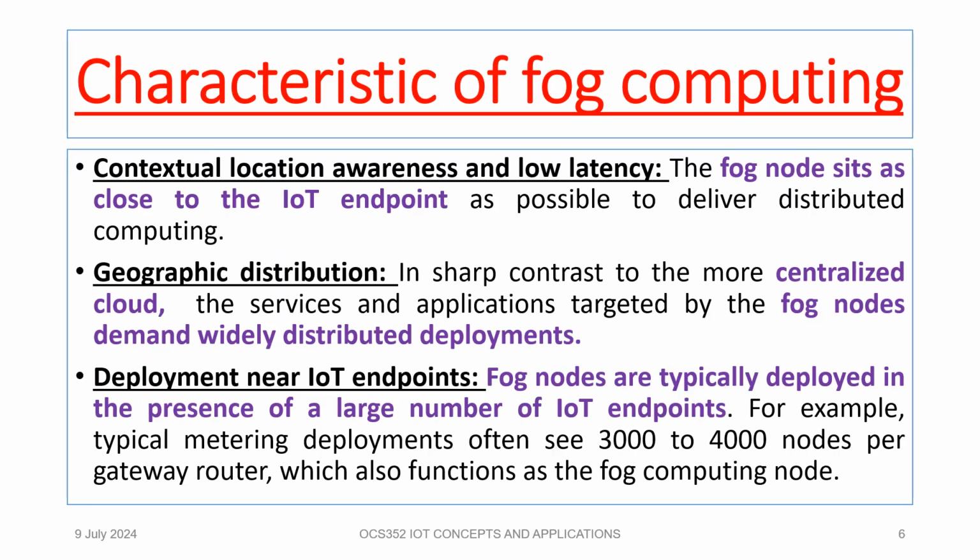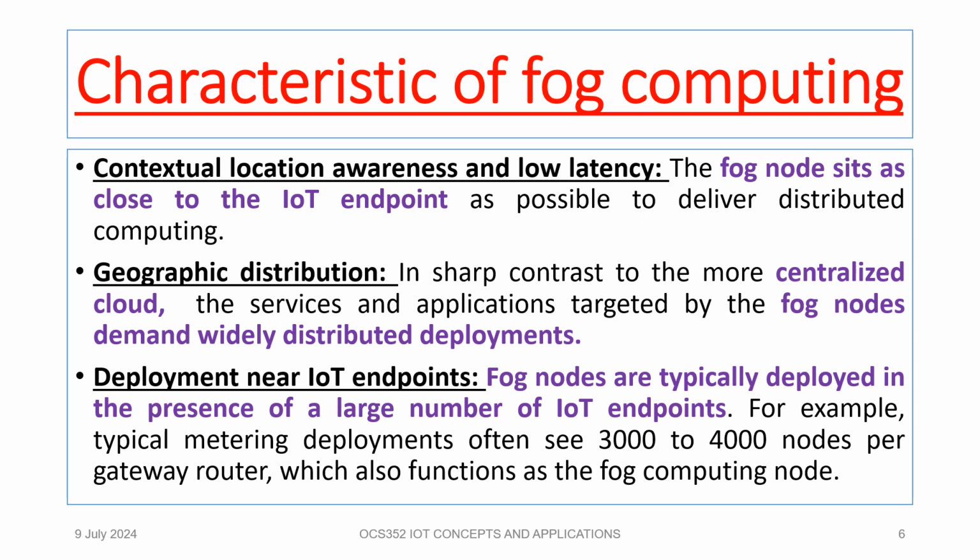Characteristics of fog computing: contextual location awareness and low latency. The fog node sits as close to the IoT endpoint as possible to deliver distributed computing. Geographical distribution: in sharp contrast to the more centralized cloud, the services and applications targeted by the fog node demand a widely distributed deployment near IoT endpoints.